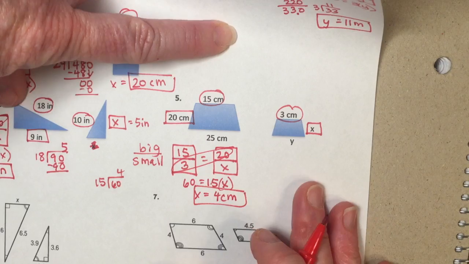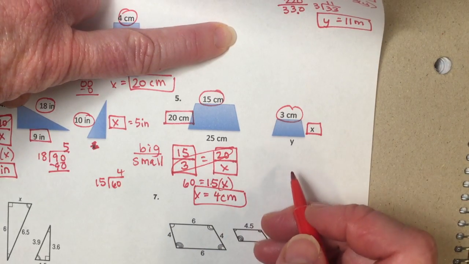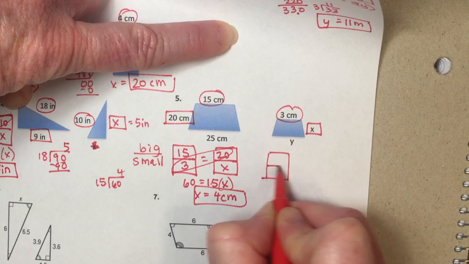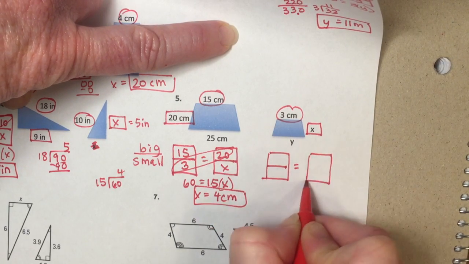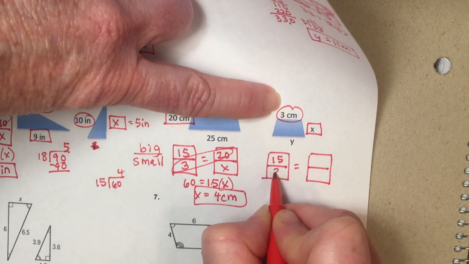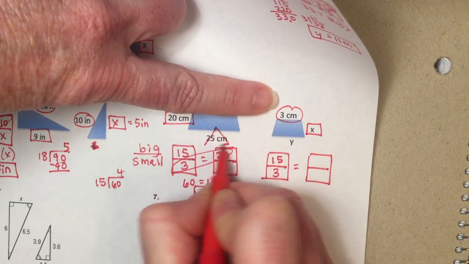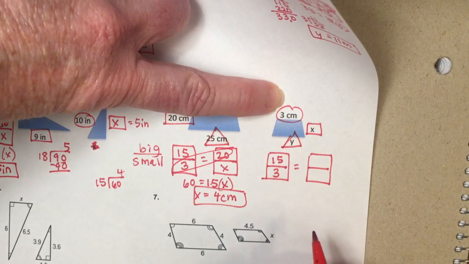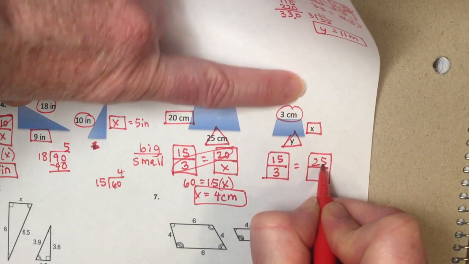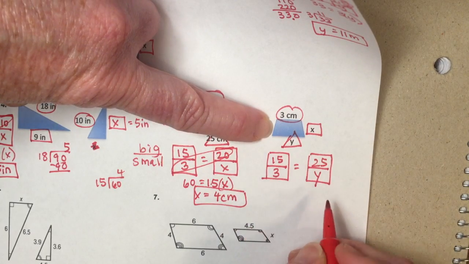And then I have to start over to solve for y. So again, I'm going to use big to small. So I'm going to keep that first ratio the same. I'm going to go back and use the same 15 in the big corresponds to 3 in the small. But this time, I want to use these 2 sides to solve for y. So in the big trapezoid, I'm going to use 25. And the small trapezoid, I'm going to use y.